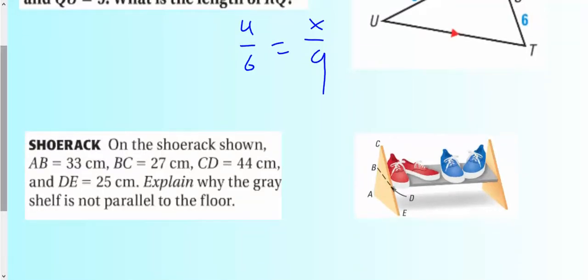On the shoe rack shown, AB is 33. BC is 27. CD is 44. And DE is 25. Explain why the gray shelf is not parallel to the floor. So what I do is 27 divided by 33 equals 44.